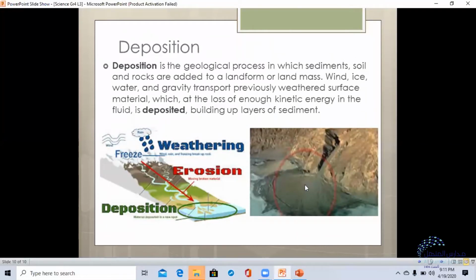Deposition is the geological process in which sediment, soil, and rocks are added to the landform or mass. Wind, ice, water, and gravity transport previously weathered surface material, which, at the loss of enough kinetic energy in the fluid, is deposited in layers of sediment.